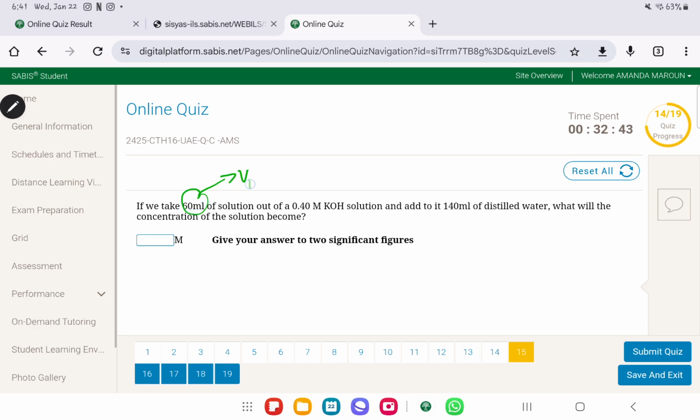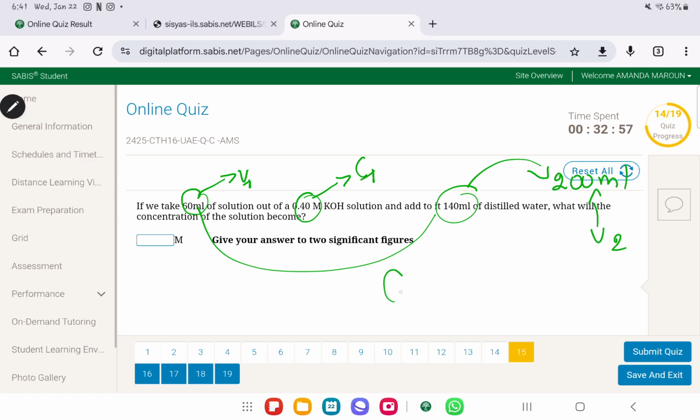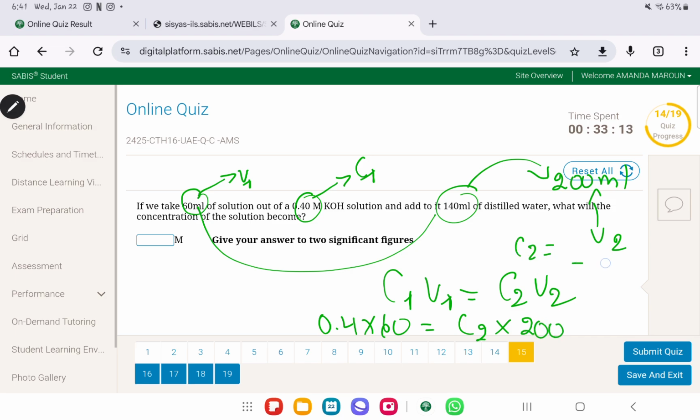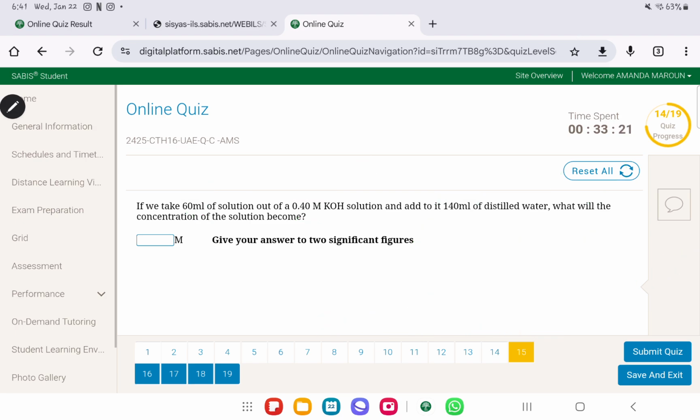Again, I will repeat, I feel this is an important concept. This is our first volume. This over here is our first concentration, but 140 milliliter, you added to it 60 milliliter, so it becomes 200 milliliter. This is volume 2. Equation is C1V1 is equal to C2V2. Okay, so it's 0.4 times 60 is equal to C2 times 200. So then C2 is equal to 0.4 times 60 divided by 200, which is then 0.12. Okay?